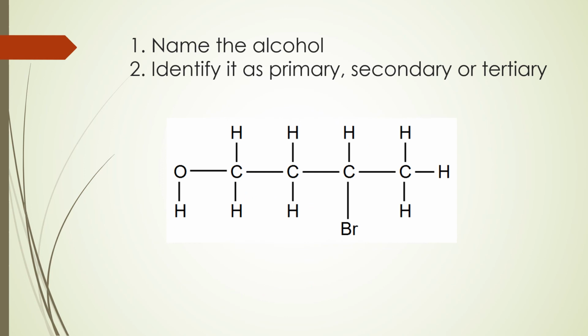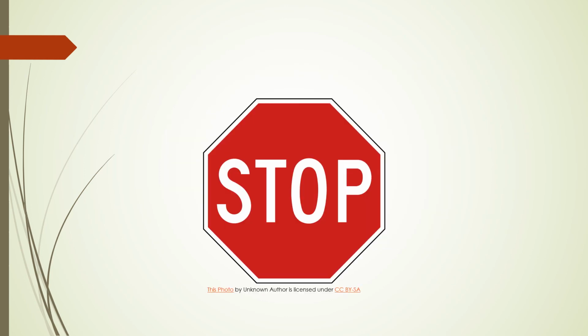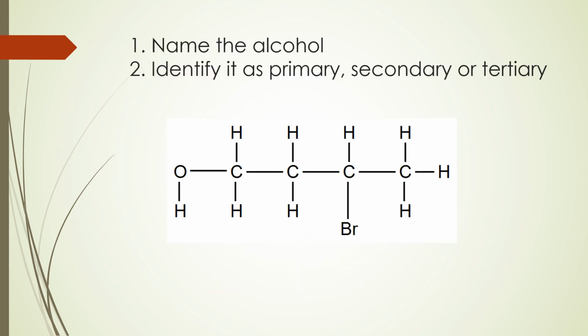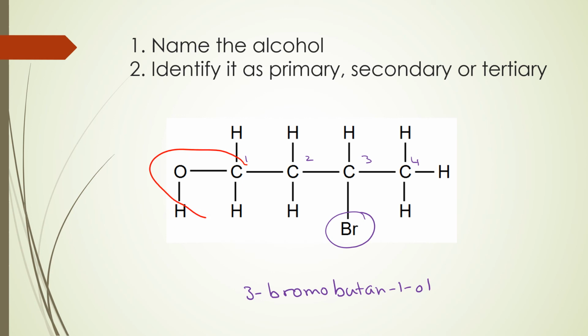Try this one. Stop the video. So find the longest chain. 1, 2, 3, 4. So it's butan-1-ol. It's got a bromo attached, and that's on carbon number 3. Now this carbon is attached to 1 other carbon, so it's a primary alcohol.